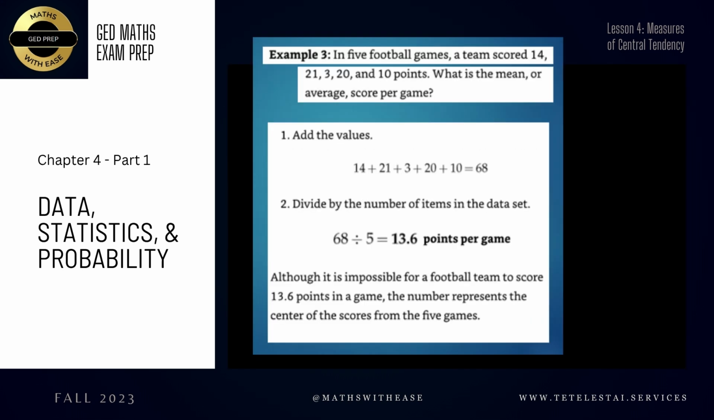So in this scenario, we're being told that there are 5 football games and a team has scored 14, 21, 3, 20, and 10 points. Okay? What is the mean or average score per game? Well, we know that each game they scored different points. For the first game, they scored 14. For the second game, they scored 21. The third game, they scored 3 points. The fourth game, they scored 20 points. And for the fifth game, they scored 10 points.